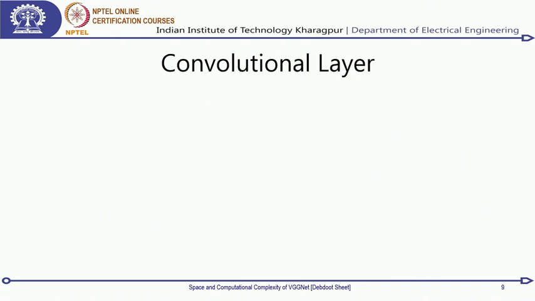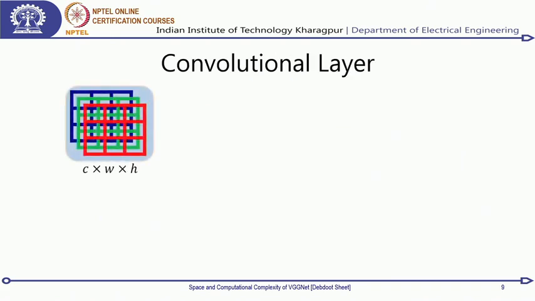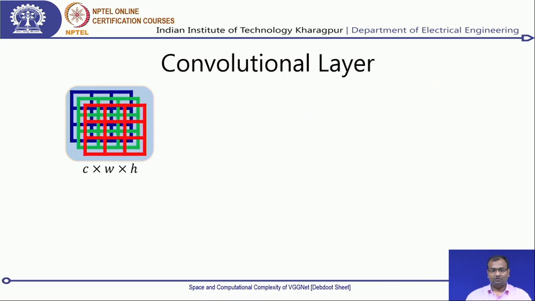Now, let us look into the convolution layer a bit more in depth. If the kernel has c cross w cross h number of elements, then the cardinality is pretty simple, it is c cross w cross h.